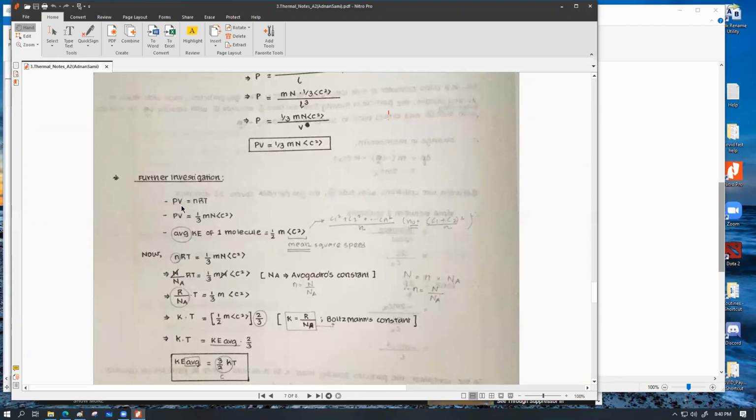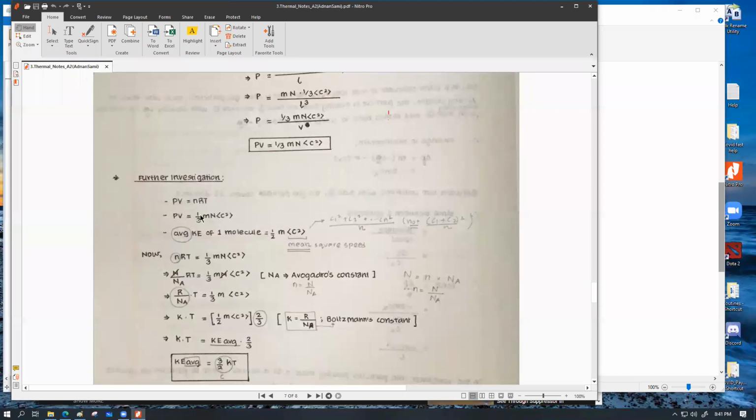P is pressure. V is the volume of the gas, which essentially means the inside volume of the container. It doesn't necessarily mean the container volume. You have to understand what is meant by the volume of the gas: it means the inside volume of the container. This n means mole number, small n. R is the molar gas constant, 8.314. T is the thermodynamic temperature of the gas, or Kelvin temperature.